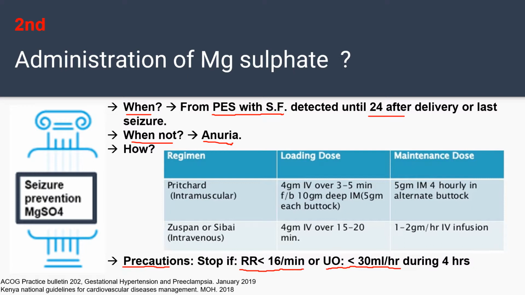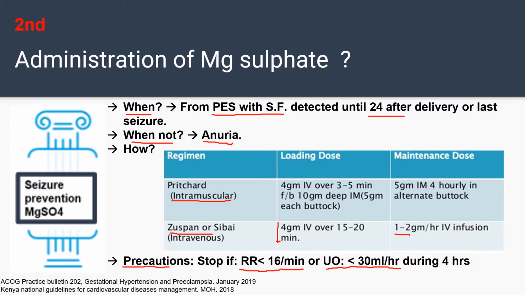And how to give the magnesium sulfate? In a few slides more, we're going to talk about how to give it more precisely. But there are two different regimens. The intramuscular regimen, that is the Pritchard regimen, that is the regimen that we use in Bagari Hospital, and also the intravenous regimen. The intravenous regimen, sometimes we have in Bagari Hospital, but sometimes we don't have. First, I'm going to talk about the intravenous. The loading dose is 4 grams IV during 15-20 minutes, and after that you give 1 gram or 2 grams per hour in an IV infusion.